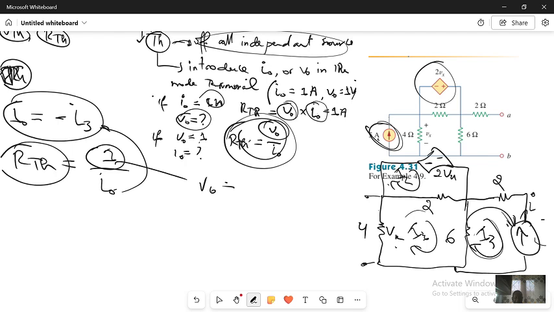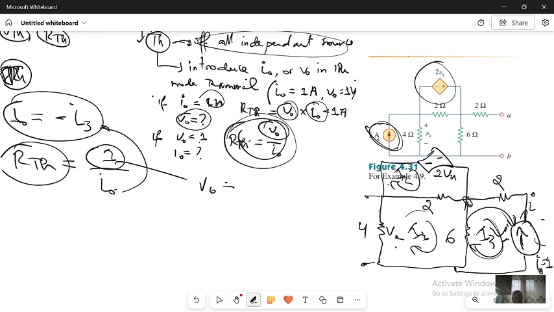I have to find V0, the voltage. Since it is I0, I have to find V0. You use the different method that we learned before and use it to determine.